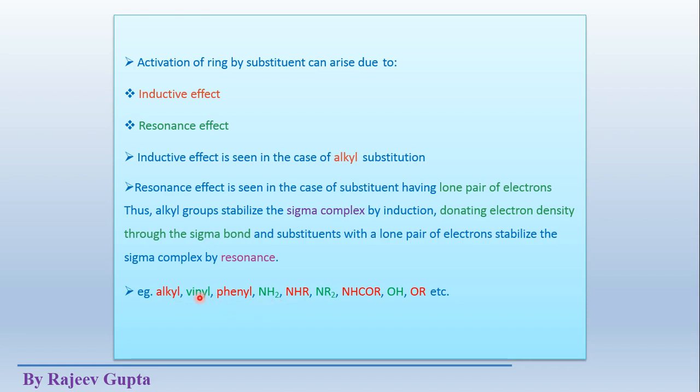The vinyl and phenyl groups show a resonance effect, but they do not contain a lone pair; they contain pi electrons in conjugation with the aromatic system. The NH2 amino group, the substituted amine derivatives such as secondary amines, hydroxyl groups, and alkoxy groups all contain lone pairs of electrons. Here the nitrogen atoms in these substituents contain a lone pair, and the oxygen atom also contains a lone pair. So these lone pairs will be provided to the aromatic ring system and activate it.